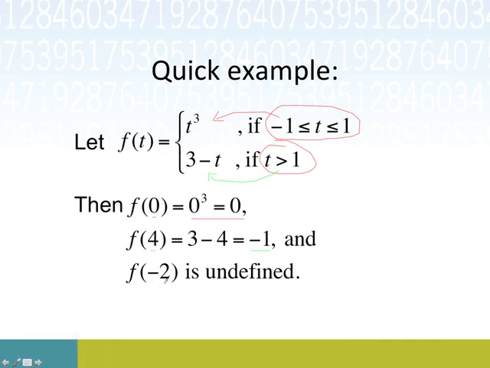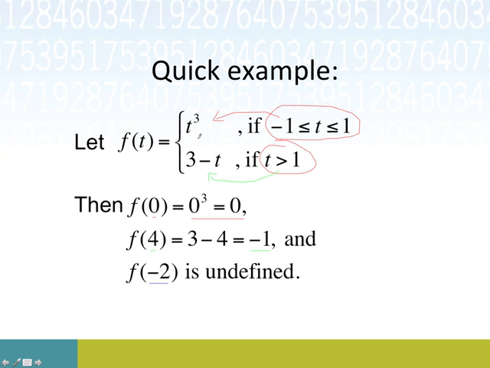Okay, so we'll try another color. If we give it an input of -2, then once again, we have to go back up to our definitions and say, is -2 between -1 and 1? Nope. Is -2 greater than 1? Nope. That's kind of a problem. The only two places this function is defined is for those particular inputs. So -2 has nowhere to go.